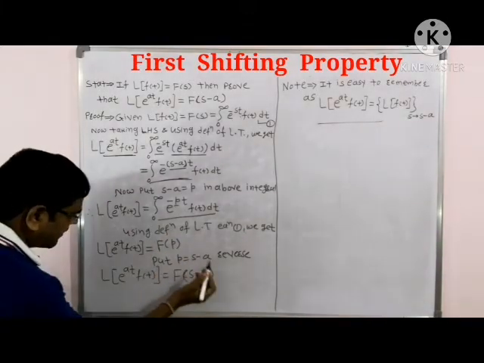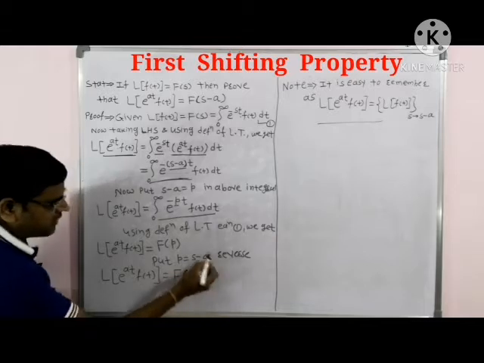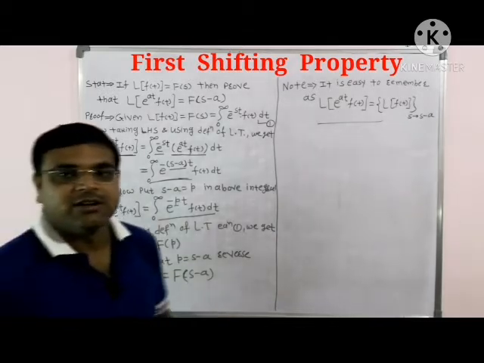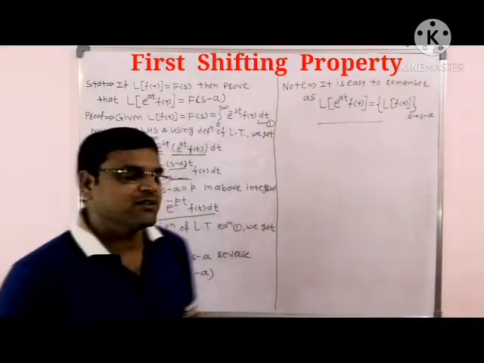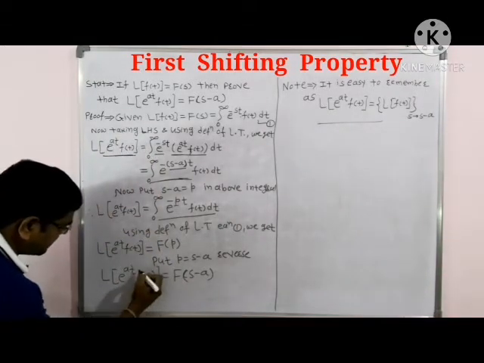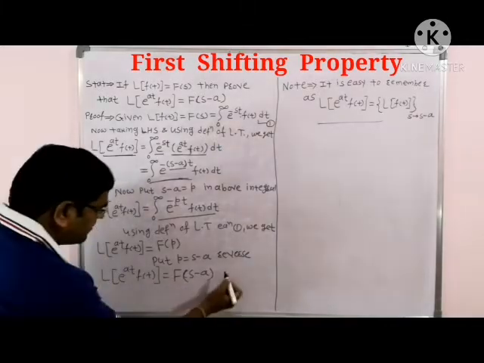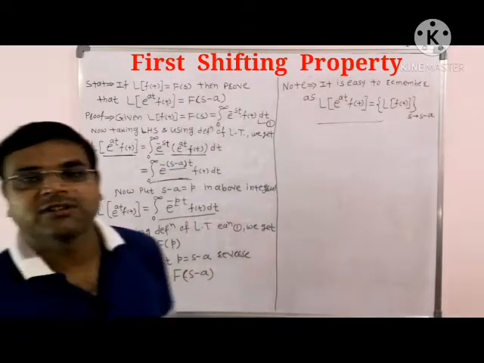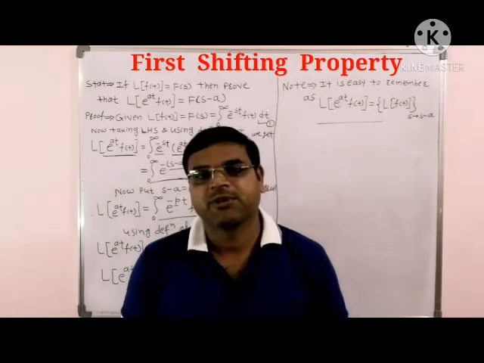Now reverse the replacement, p = s − a. So we can replace p with s − a, and this can be written as L{e^(at) f(t)} = F(s − a). So this is the proof of the first shifting property.